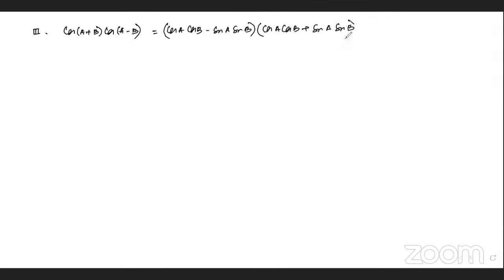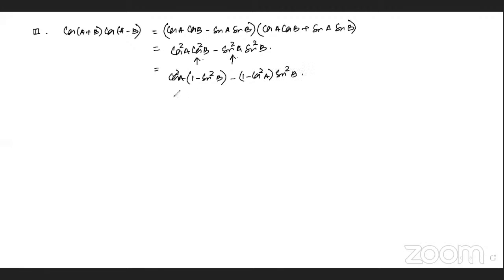In a similar way, a plus b into a minus b will become cos square a cos square b minus sin square a sin square b. Now see, this term is purely cos, this term is purely sin. What we can do is convert cos square b in terms of sine, and here convert sin square a. So we will write cos square a into cos square b, which is 1 minus sin square b, minus 1 minus cos square a into sin square b. Now you take the product here.